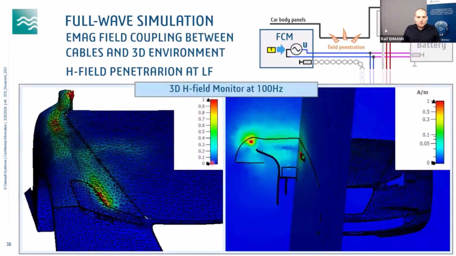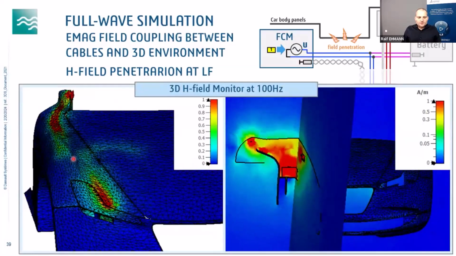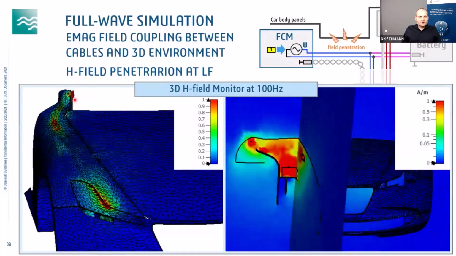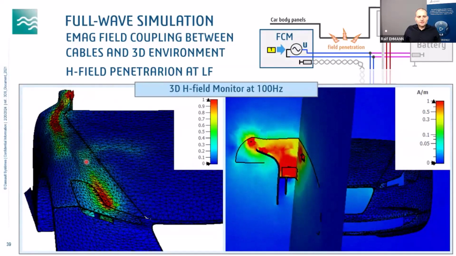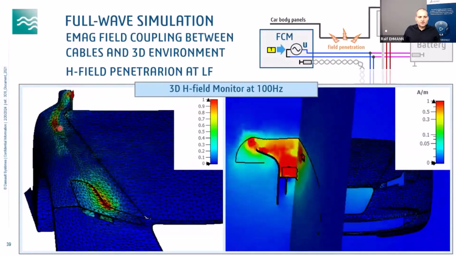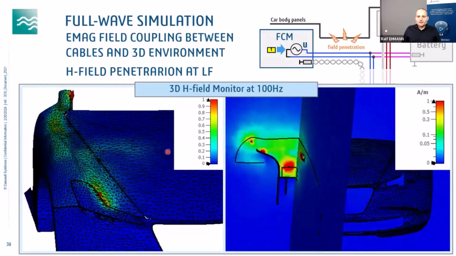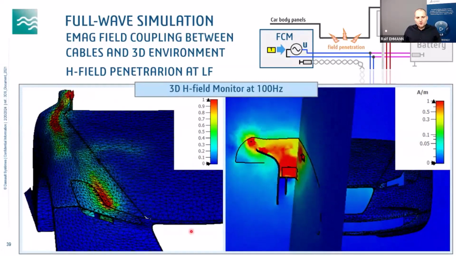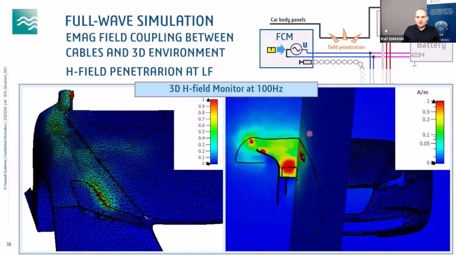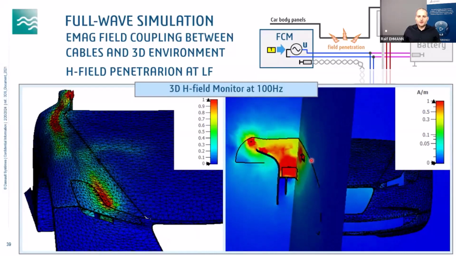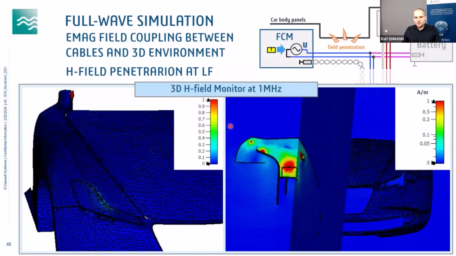But of course, we have to complete the picture based on the 3D fields view, and we can see with the magnetic field, directly at 100 Hertz, where the cables are routed. If you take a look at the model from the front and take a cross section, we can also see the levels of field penetration. And we move to 1 megahertz.